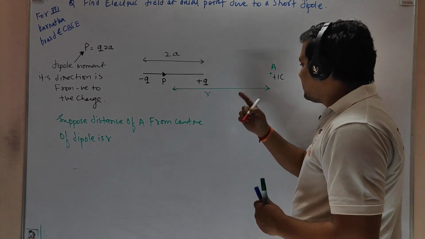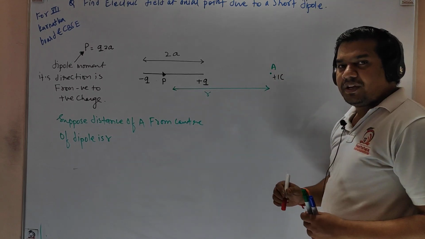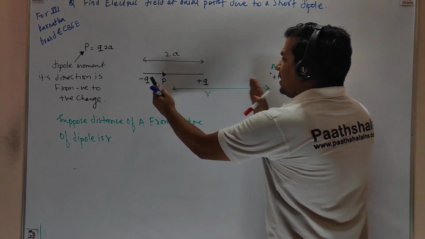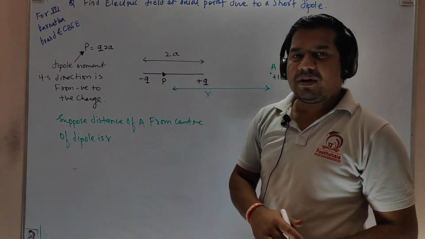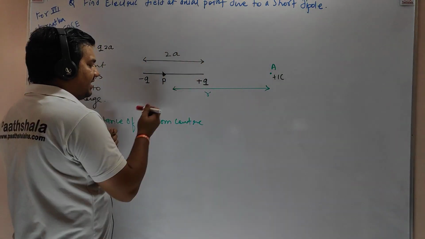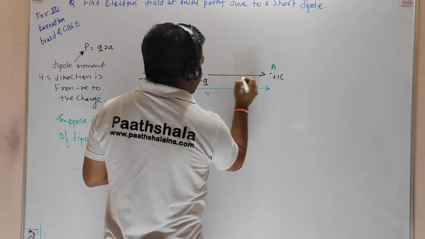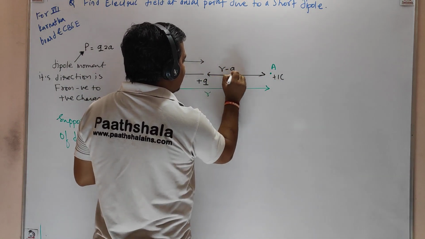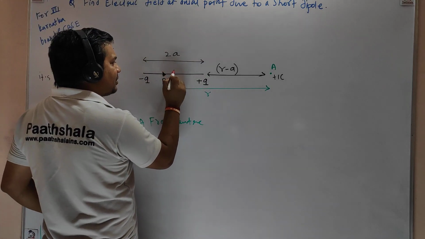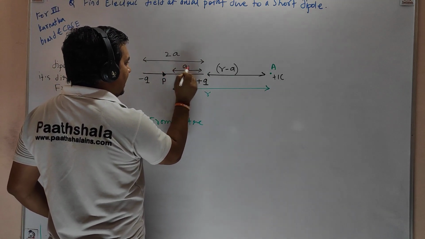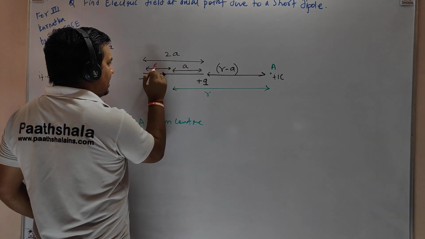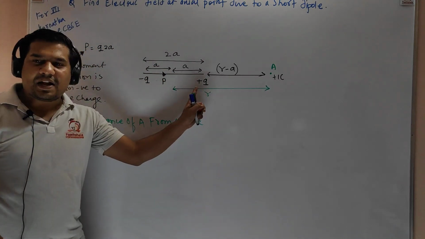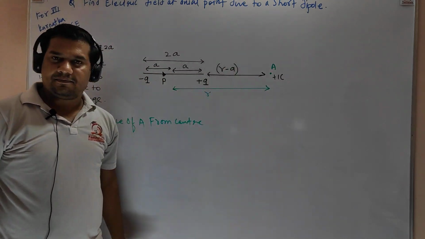So due to plus charge, what is distance between plus Q and 1 coulomb? This complete distance is R. This is 2A. So how much distance you must subtract from R to get this distance? What is this distance? This is R minus A, because this complete is 2A, so this much is A and this is also A. Agree? So the distance between plus Q and plus 1 is R minus A.